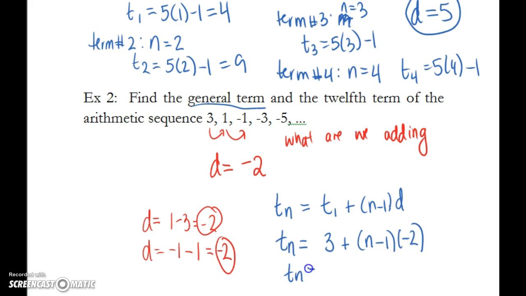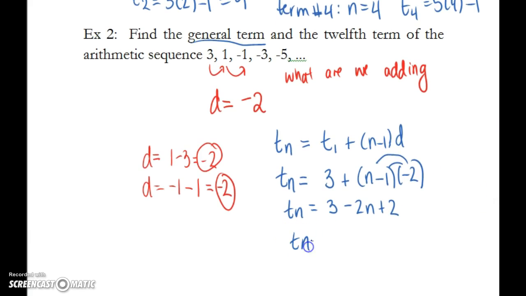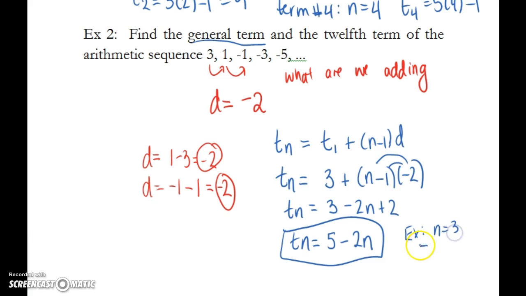And if we wanted to, we could simplify by distributing. So if we distributed the negative 2, we get minus 2n plus 2, and this works out for T sub n to be 5 minus 2n. So this is our general term, meaning that if we plug in the value for n, we would get the particular term that corresponds to n. So for example, for n equals 3, if we plugged in 3, we get negative 1, which means our third term should be negative 1, and you can confirm that it is from the sequence.